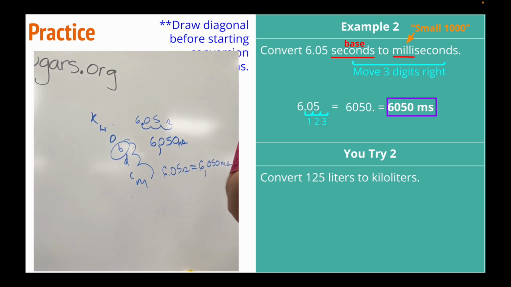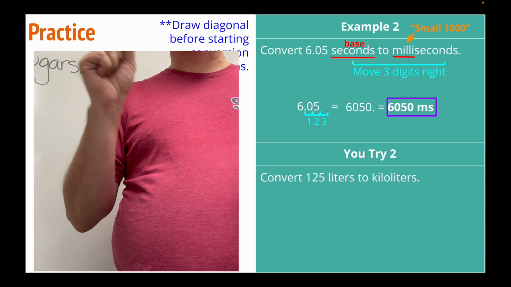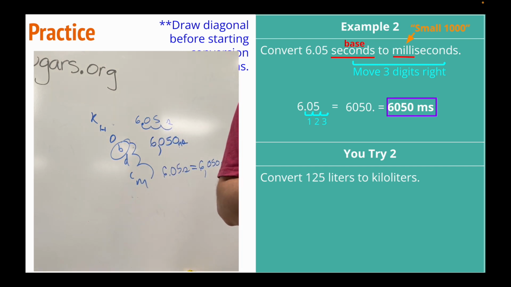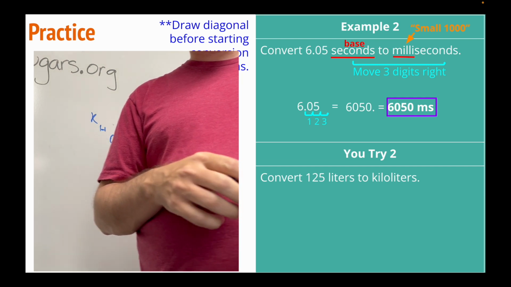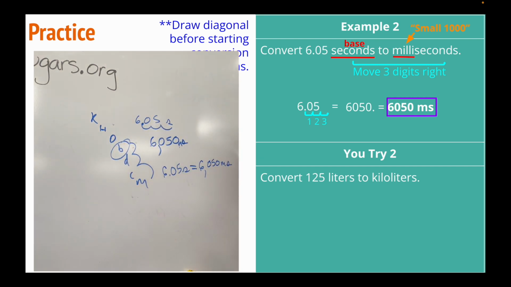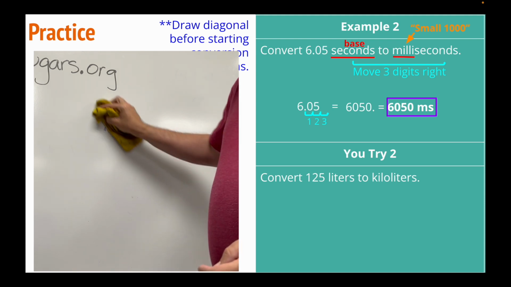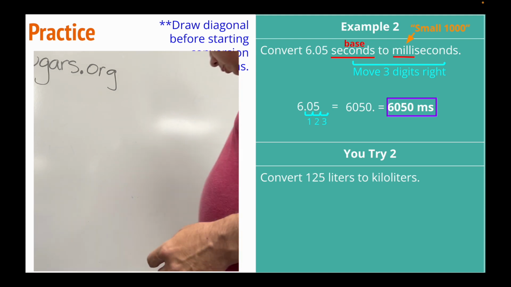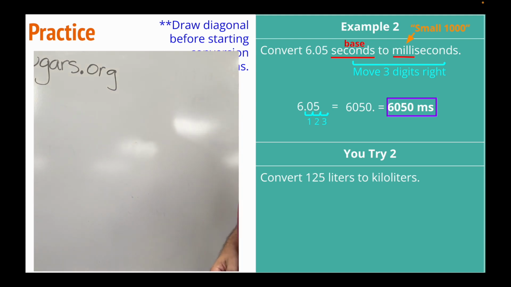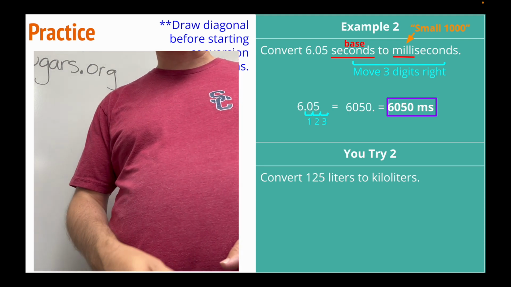So pause the video and try to do the next one on your own. Do the U-Try on your own and then check your answer here in just a second. But pause the video and try the U-Try on your own. And then when you're done, unpause it and check your answer.